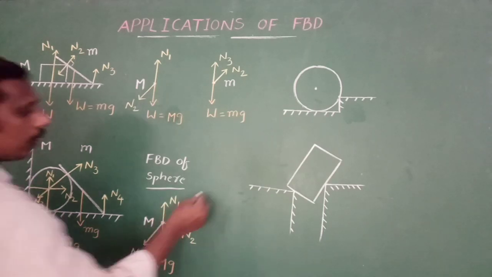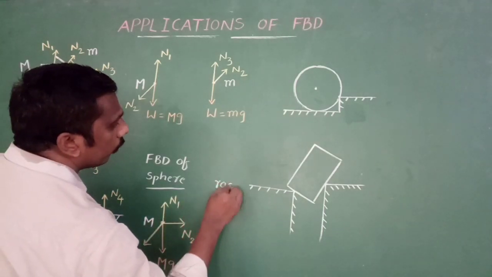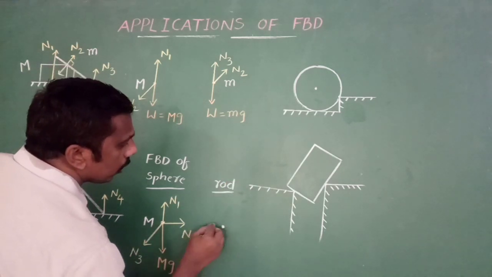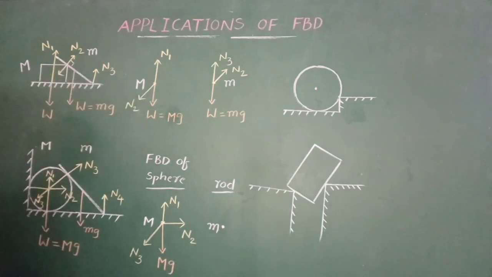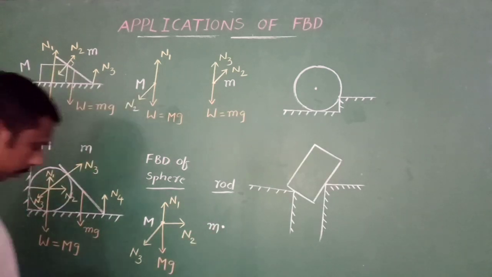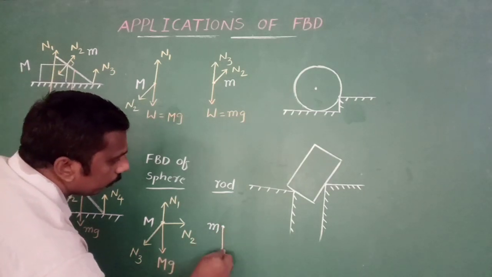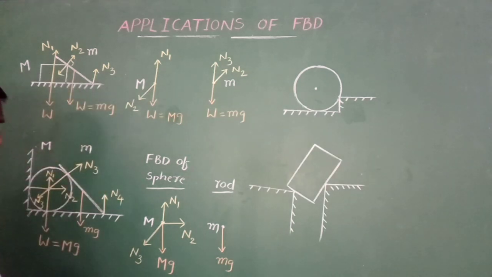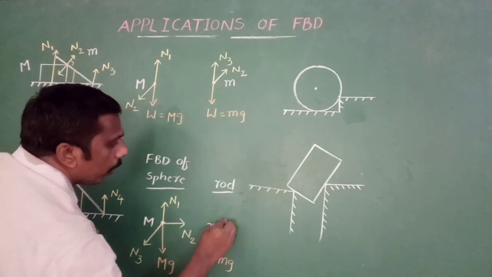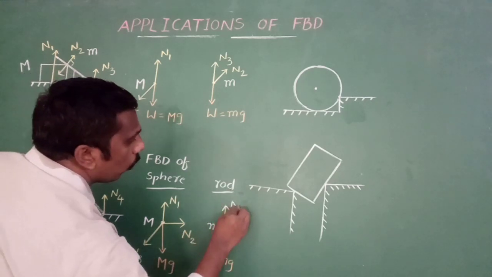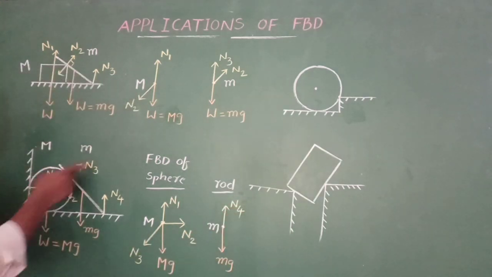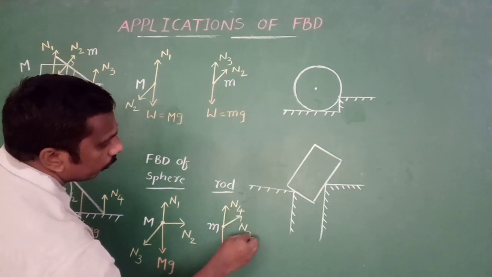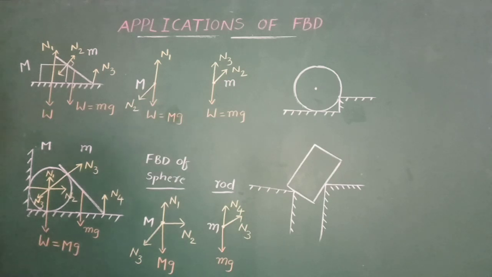Same, free body diagram of the rod, FBD of the rod. Mass of the rod is taken as small m. Its weight acts in the downward direction. Normal reaction due to the ground acts in the upward direction. This is N4. And because of the sphere, a normal reaction acts like this. This is N3. This is the free body diagram of the rod.